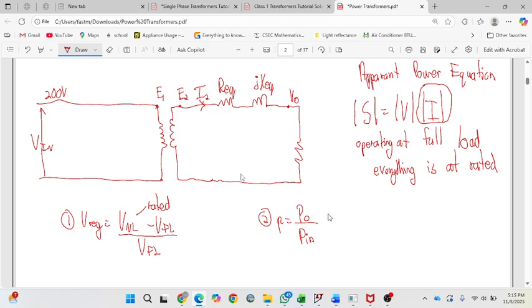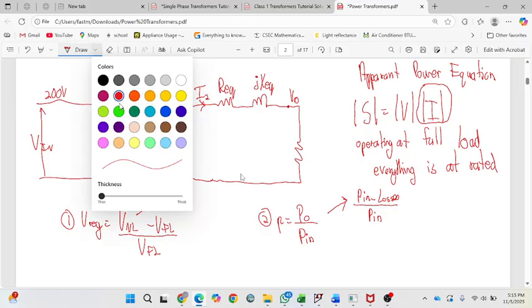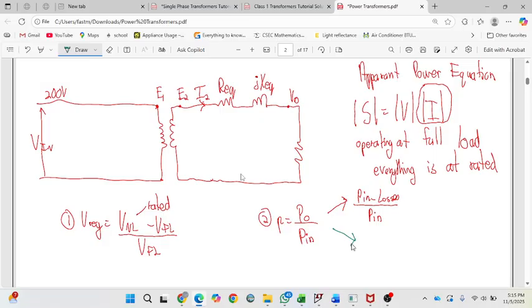So this splits into two equations. The first is P in minus your losses, divided by P in, which is basically the same thing because your input power minus your losses is your P out. The other equation you could use is your P out divided by your P out plus your losses, which is the same thing, because if you add the losses to the output power, you end up with your P in. So these are the two ways in which you could use it.